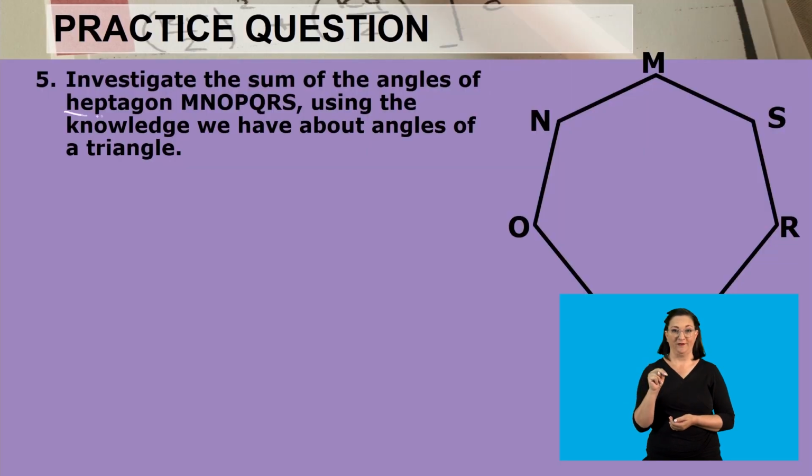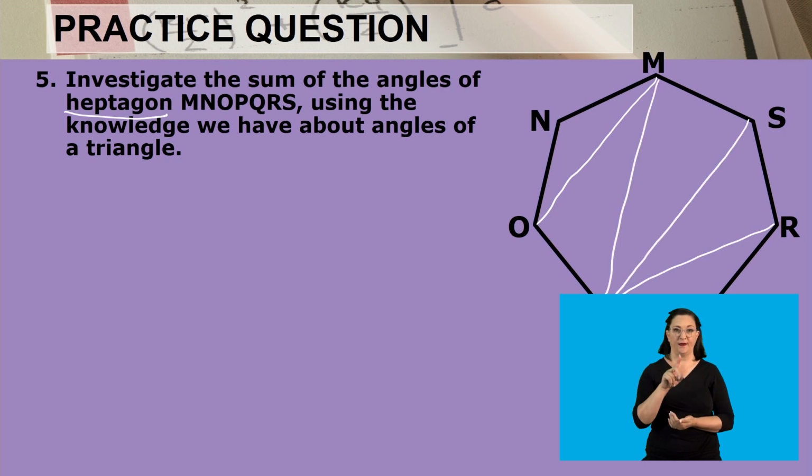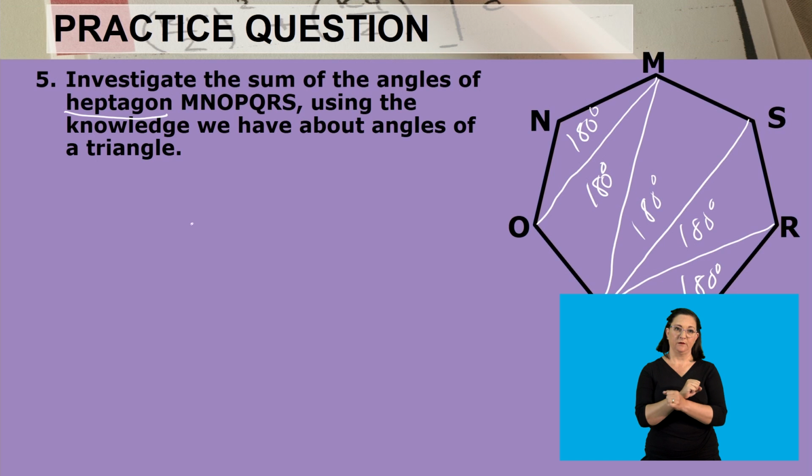Let's now look at the next one, which is a heptagon. Heptagon means it has 7 sides. We use the same knowledge that we have. We have a triangle there, and a triangle there, and a triangle there, and we can have a triangle there. So we have 180 degrees, 180 degrees, 180 degrees, 180 degrees, 180 degrees. So instead of writing 180, 180, I look at that and I say it's going to be 180 degrees multiplied by 5.